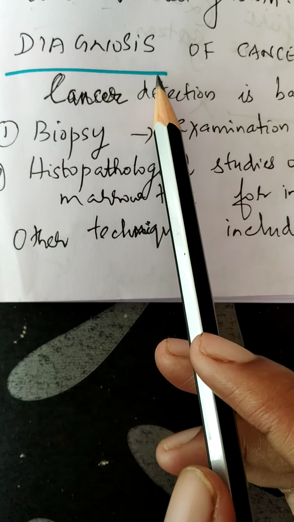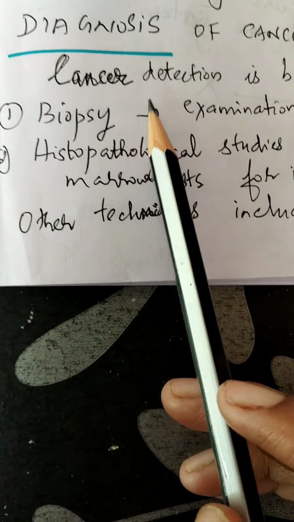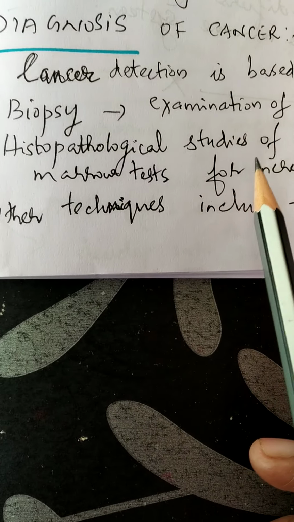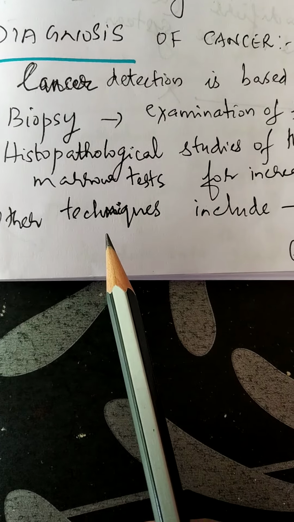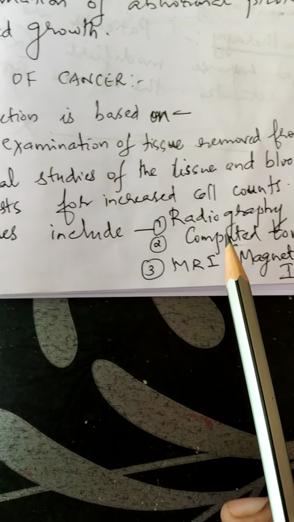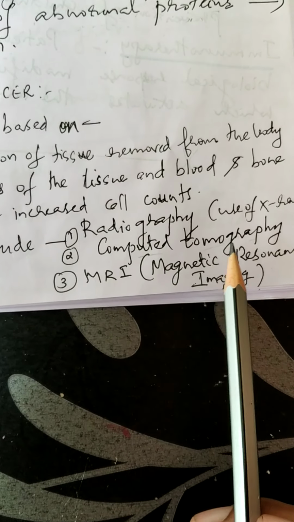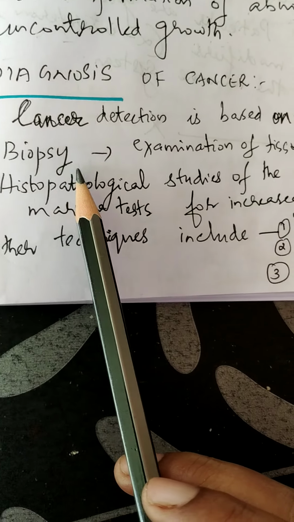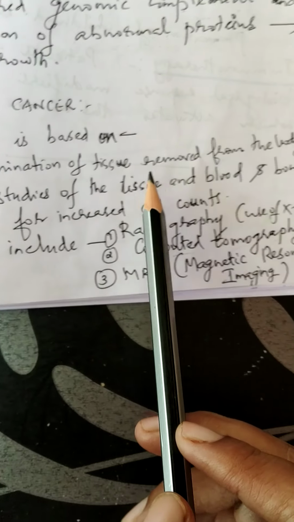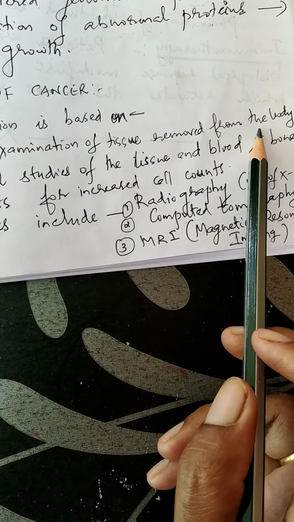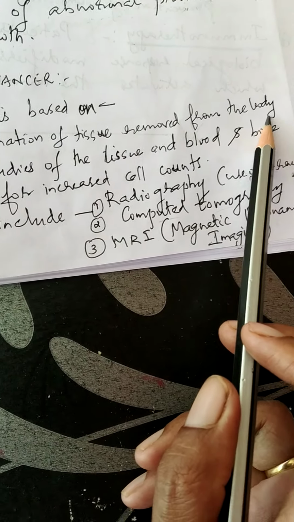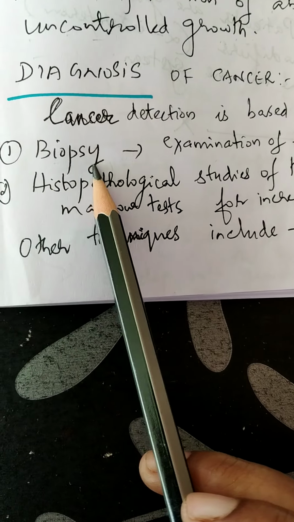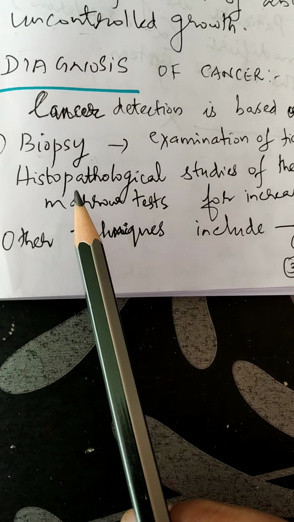Next topic is diagnosis of cancer. Cancer detection is mainly based on biopsy, histopathological studies. Other than that, there are several techniques like radiography, computer tomography, MRI, etc. So, biopsy refers to the examination of tissue which is removed from the particular infected part of the body. So, examination of tissues removed from the body, that is done in biopsy.